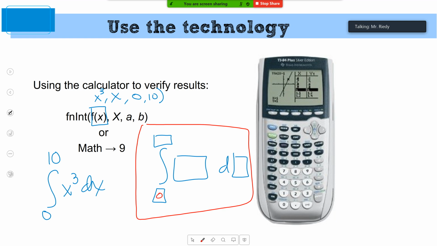This is 0, this is 10, this is x cubed, and yes, you need to put an x in there. Why do you need to put an x in there? Because you have to tell the calculator which one is the variable.